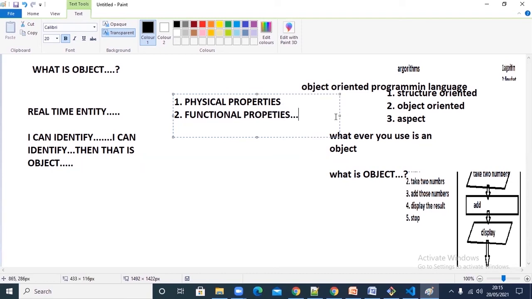What properties are most important to identify any physical object? If I'm able to identify an object, I'm only considering two properties. What are they? I'm telling you again, general things. I'm not talking about Java or any technical things. Please understand that. So if I'm identifying it's a laptop, how am I doing that?